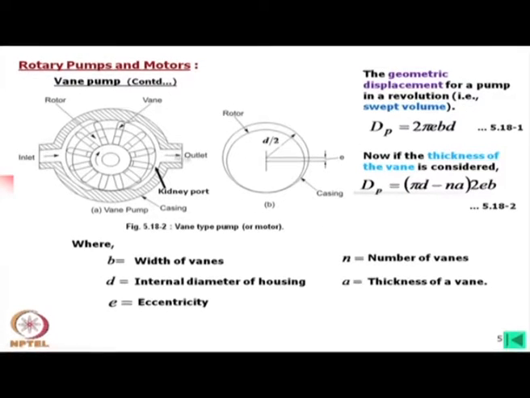Now, if we consider the thickness of these vanes, that has to be subtracted. While we are subtracting, definitely we have to consider the number of vanes. Okay. This is very simple. This gives roughly the volume displacement, the swept volume of such a pump. Why roughly? This is ideally the geometric volume displacement of such a vane pump.